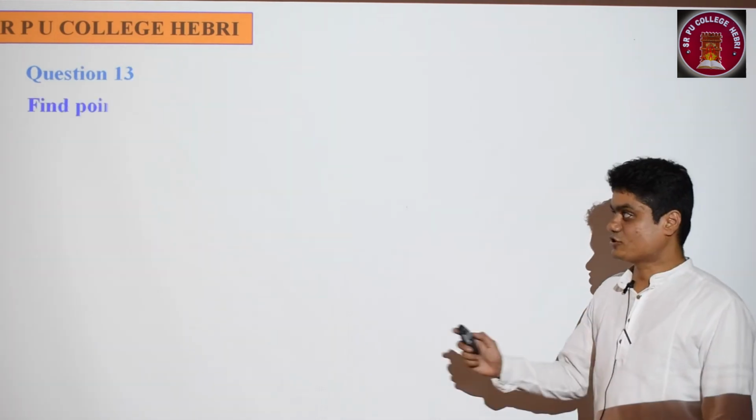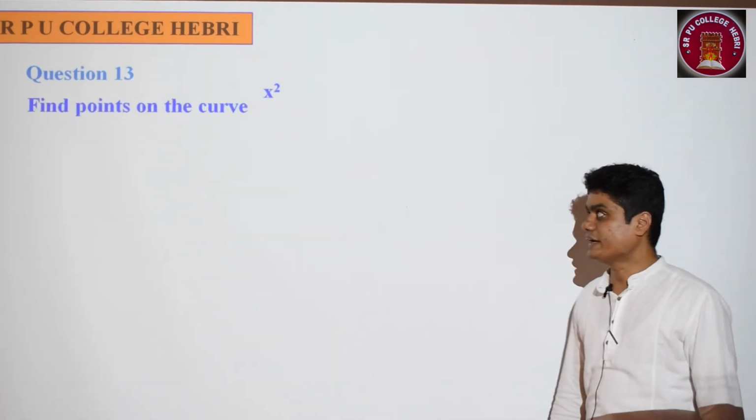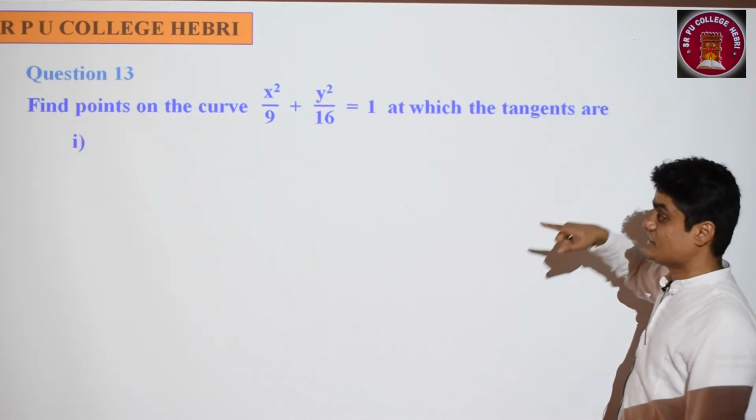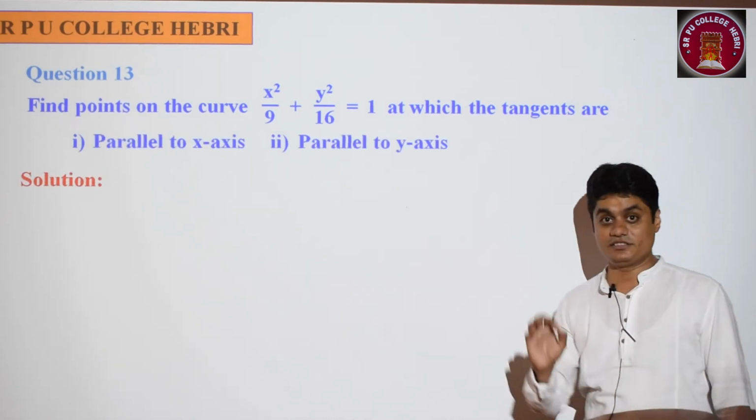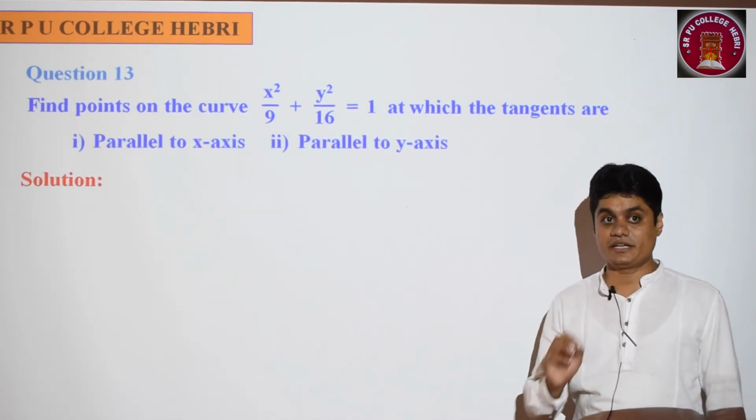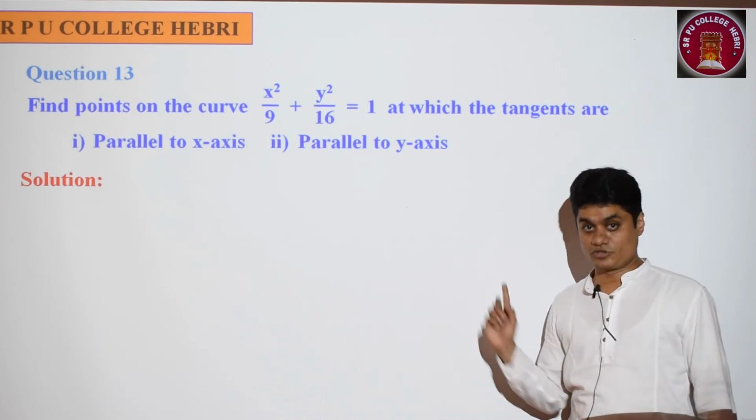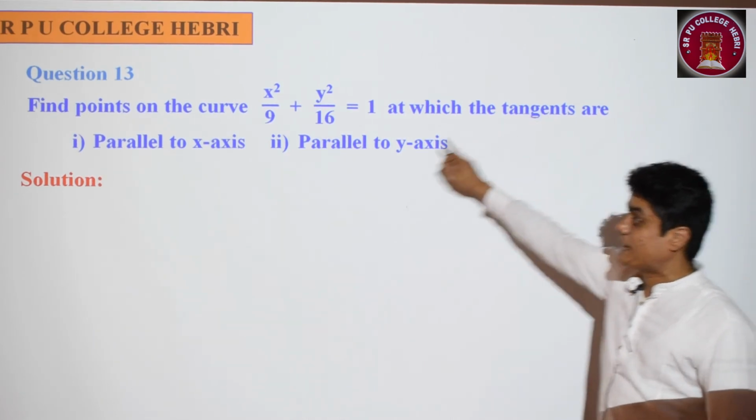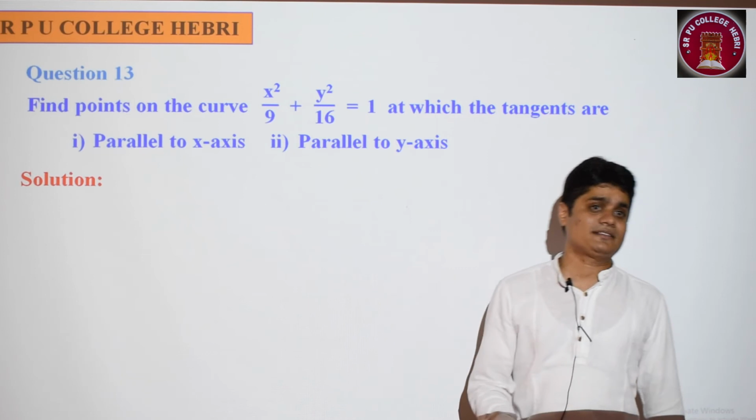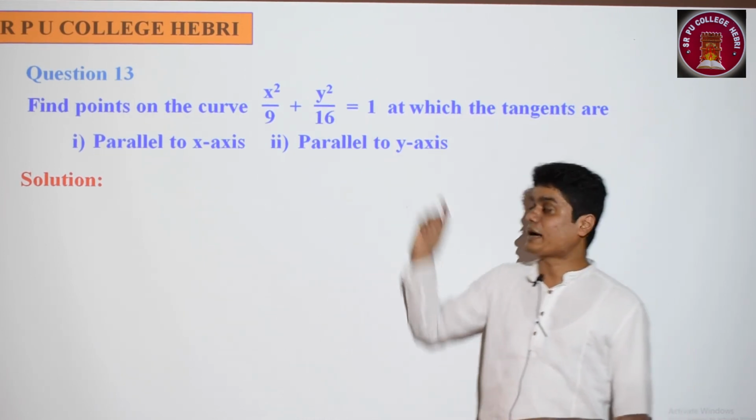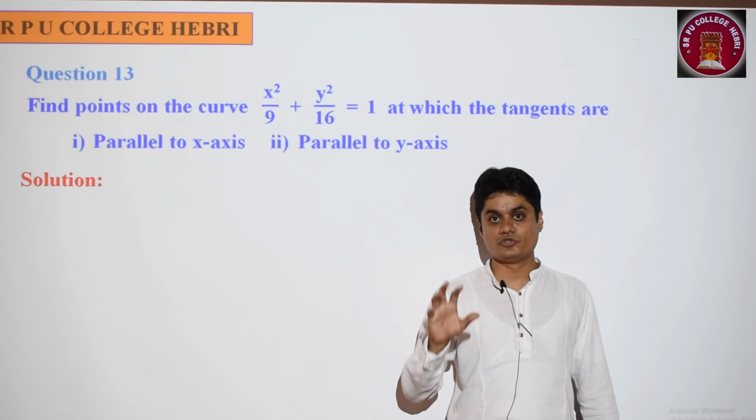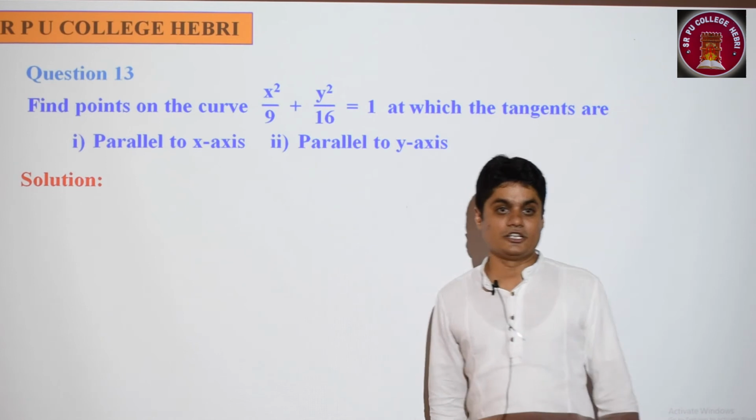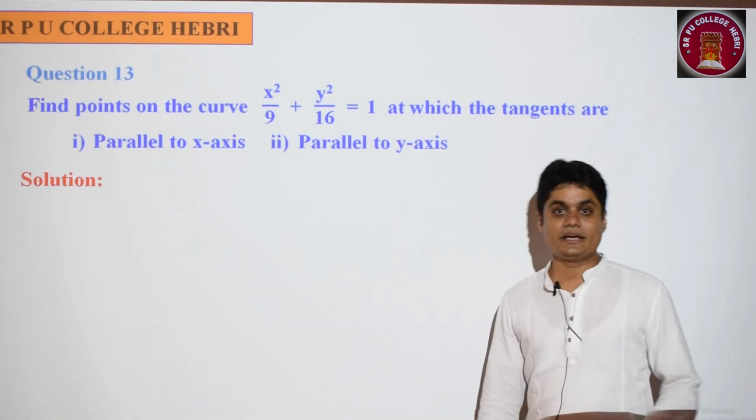So next question, find the points on the curve x square by 9 plus y square by 16 is equal to 1, at which the tangents are parallel to the x-axis, and parallel to the y-axis. This is a very, very important question. Please remember. So I'm going to solve this. Observe carefully. Find the points on the curve at which the tangent is parallel to the x-axis. If any line is parallel to the x-axis, its slope will be equal to 0. If any line is parallel to the y-axis, its slope does not exist. So we are using these two concepts to find the points on the curve at which the tangent is parallel to the x-axis as well as parallel to the y-axis. There are two problems.